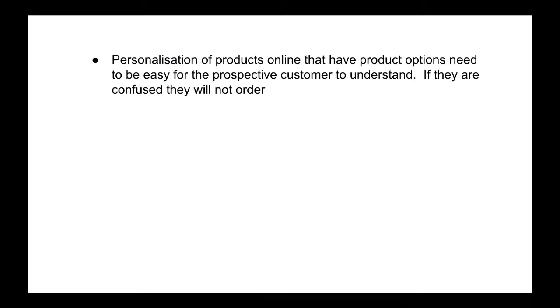So personalization of products online that have product options, it needs to be really easy for the prospective customer to understand. If they're not clear, if they're confused in any way, customers just leave websites. So we need to make sure that the options that you're providing your customers, so they can understand exactly what the product is that they're potentially going to buy, they need to understand exactly what it is and get the visualization correct. Color change options are probably the most common product option that you're likely to come across. So, which is why we've gone into a bit of depth with it this morning.